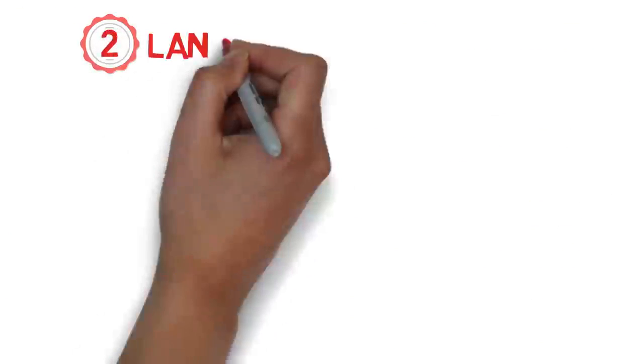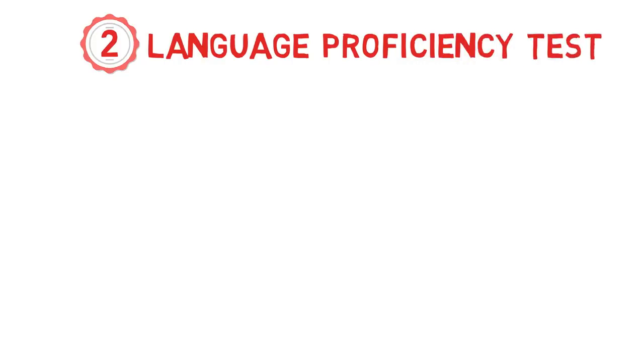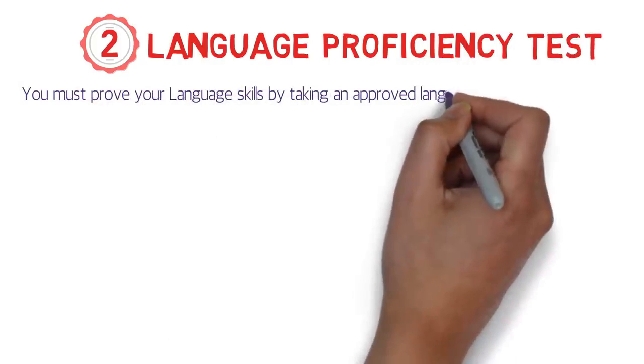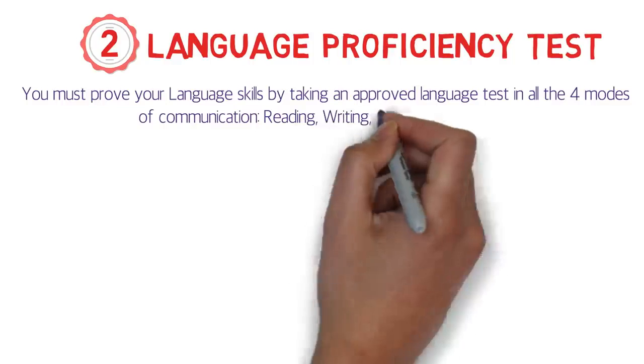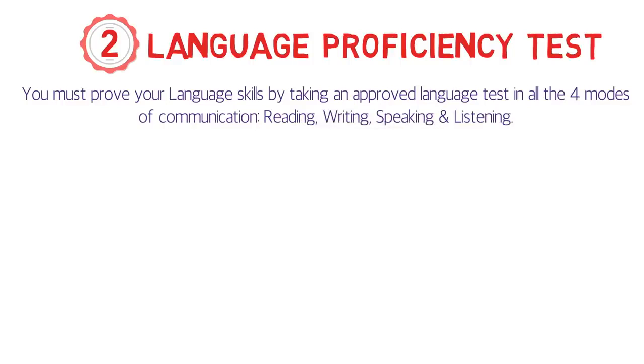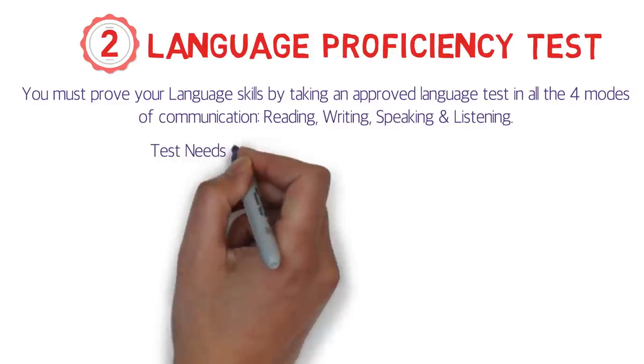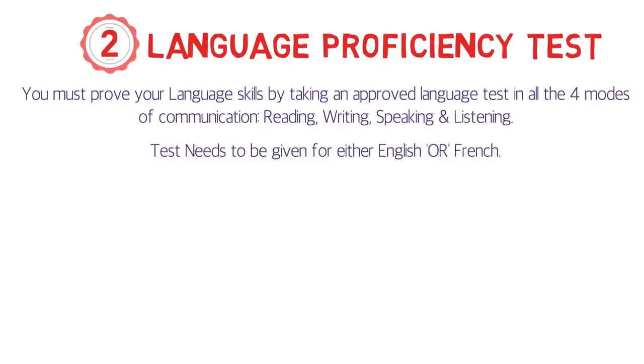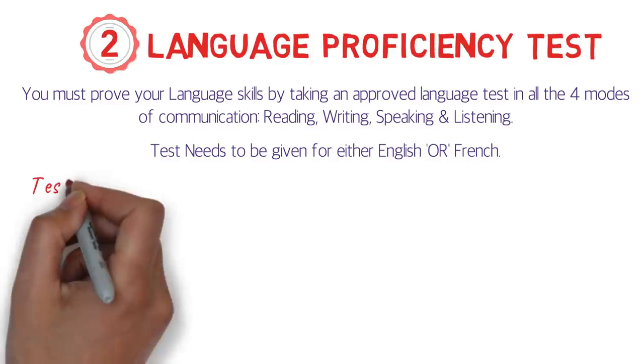Now, the second one, language proficiency test. You must prove your language skills by taking an approved language test in all the 4 modes of communication: reading, writing, speaking, and listening. The test needs to be given for either English or French. You can appear for both English and French and you would get additional points for it. So if you know both English and French, it would be an added advantage for you.